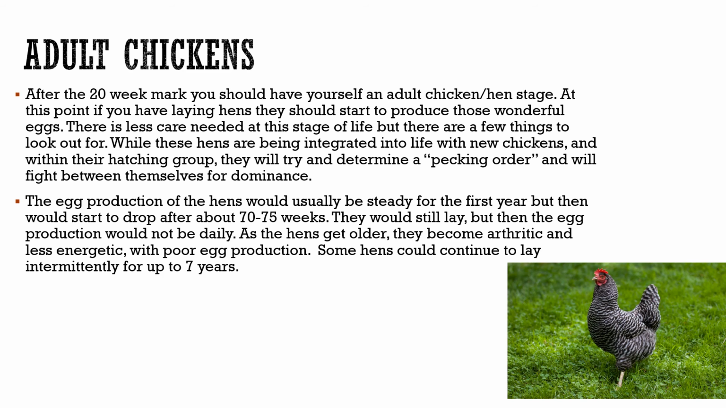The egg production of the hens will usually be steady for the first year, but then they will start to drop after about 75 weeks. They'll still lay, but then the egg production will not be daily. It's kind of sporadic. And as that hen gets older, they become arthritic and less energetic with very poor egg production. So some hens could continue to lay intermittently for up to 7 years. I haven't had that experience with mine, but I have heard it from other friends.